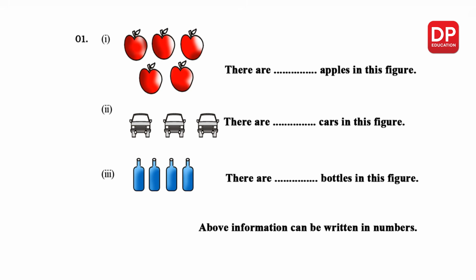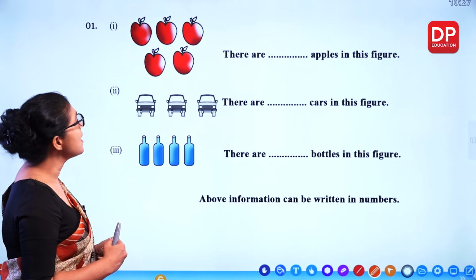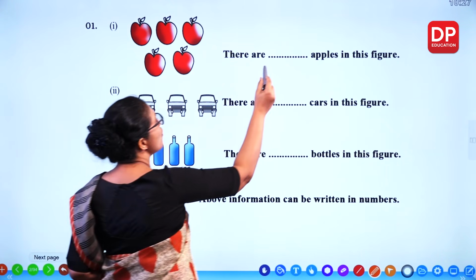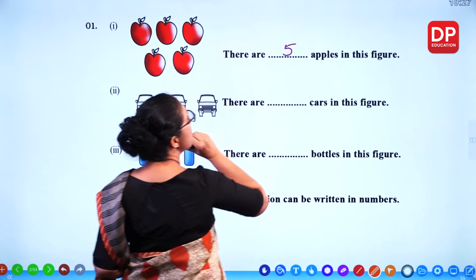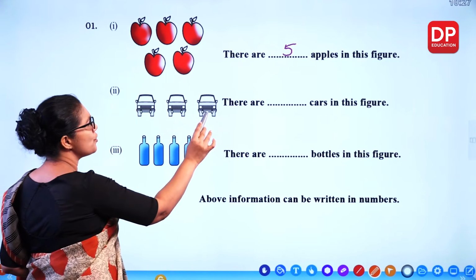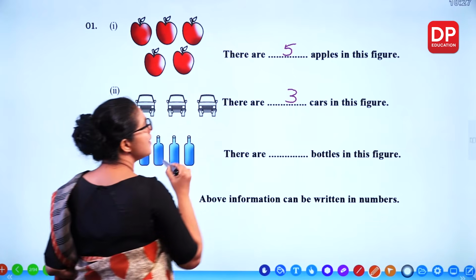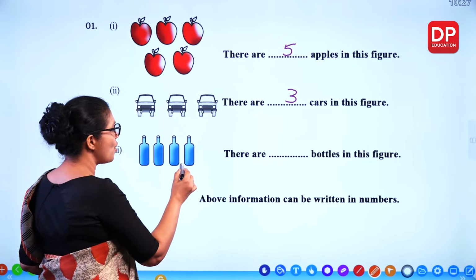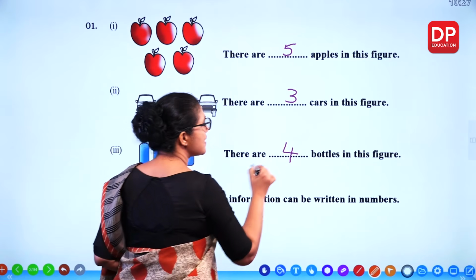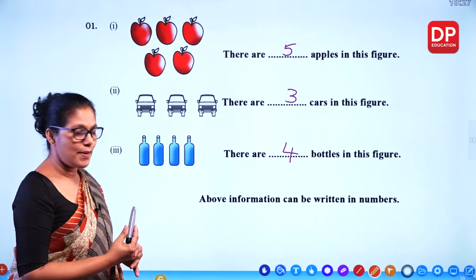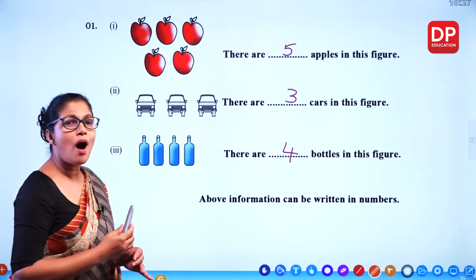Look at this one. How many apples are there? 1, 2, 3, 4, 5. There are 5 apples in this figure. How many cars are there? 1, 2, 3. 3 cars in this figure. How many bottles are there? 1, 2, 3, 4. 4 bottles in this figure. So the above information can be written in numbers. 5, 3, 4 are numbers.